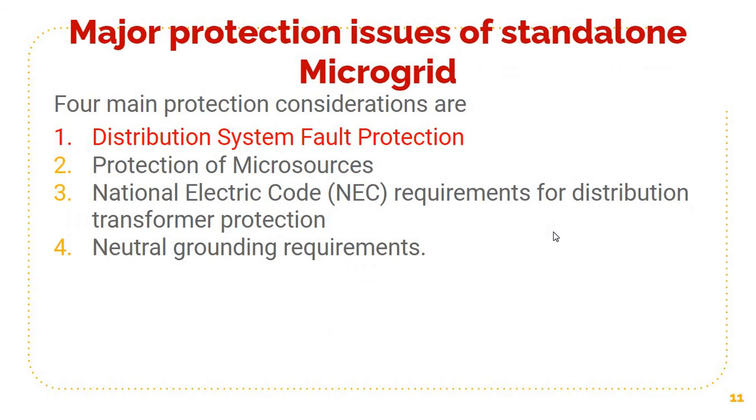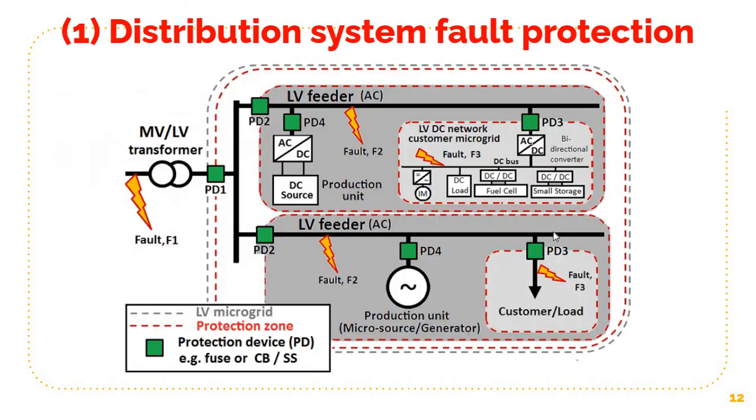The four main protection considerations are distribution system fault protection, protection of micro sources, then National Electric Code requirements for distribution transformer protection, and neutral grounding requirements. We will see each of them one by one. So let us start with the distribution system fault protection.